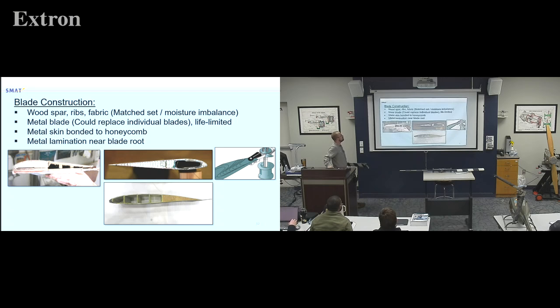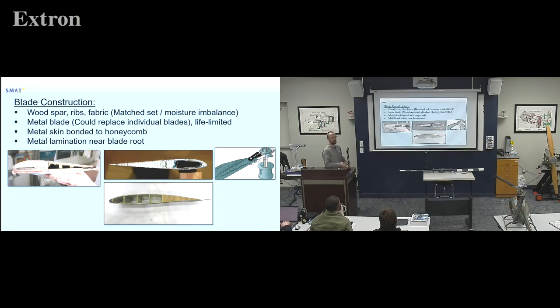Okay? Blade construction, you can have wood. I don't know if that's a good design anymore, but you could have wood. Okay? You could have spar, rib, fabric, but the problem with wood is it can get water in it. Okay? Metal blades could replace individual blades. They're life limited because metal, what happens with metal? Fatigue, yeah, corrosion, good.